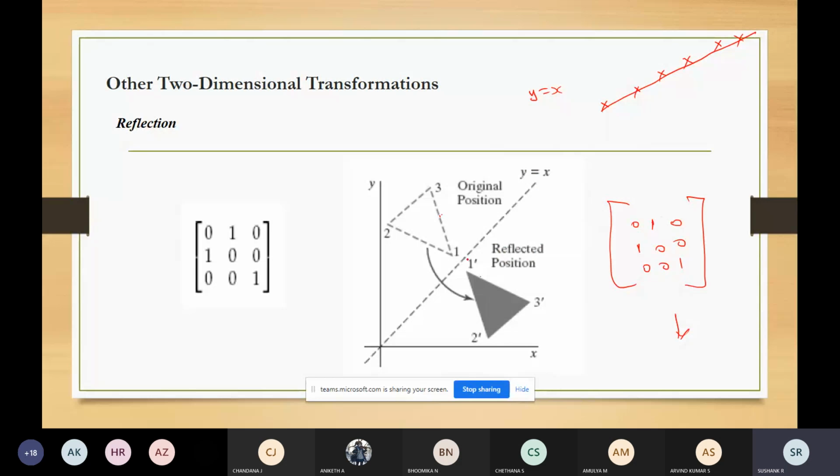Again, sir, I don't want it like this. I want the reflection in this way. How to generate that? Something similar to this: the original image object will be here, and I want to get the reflection.